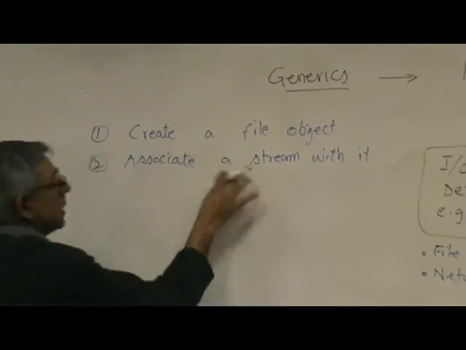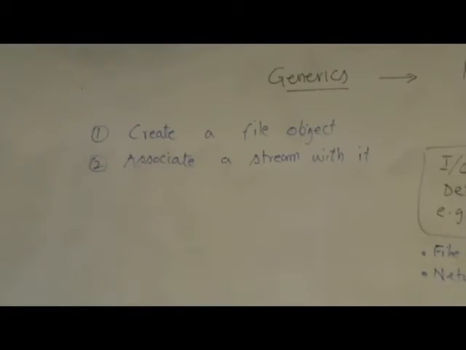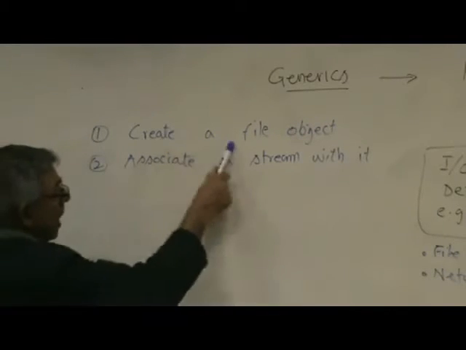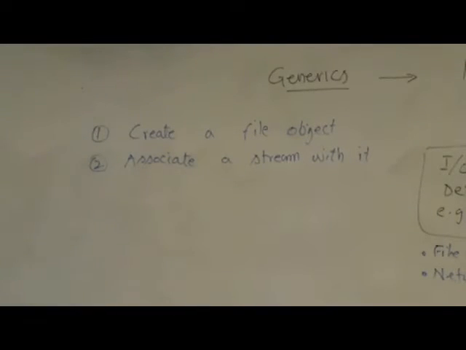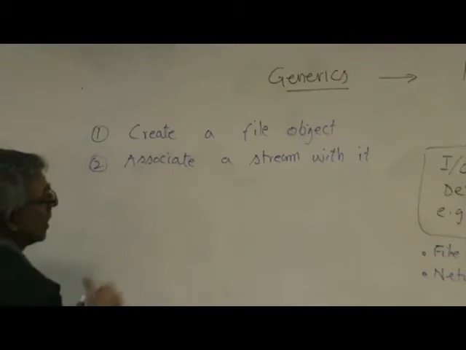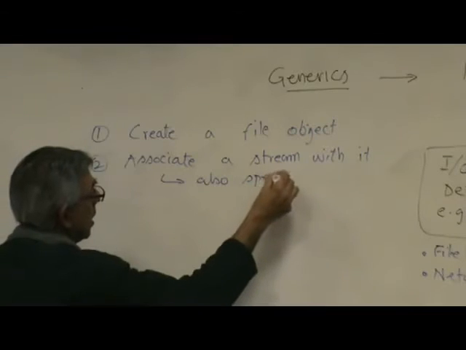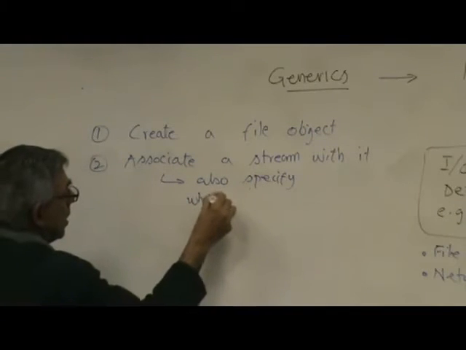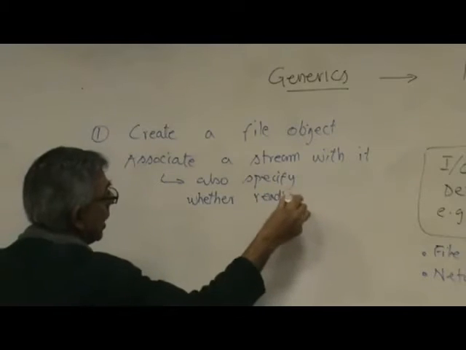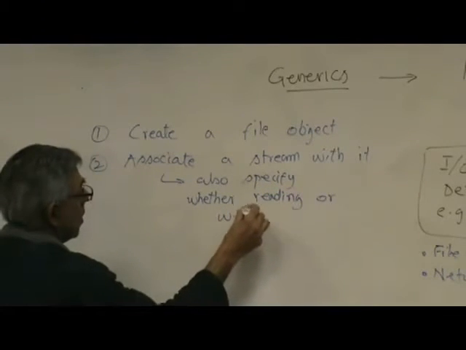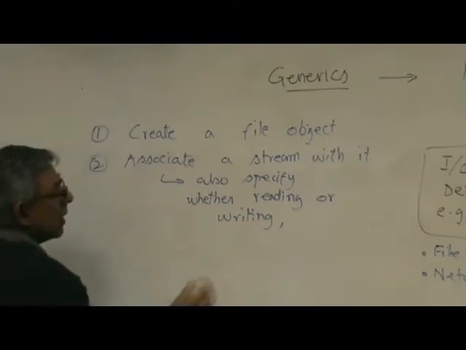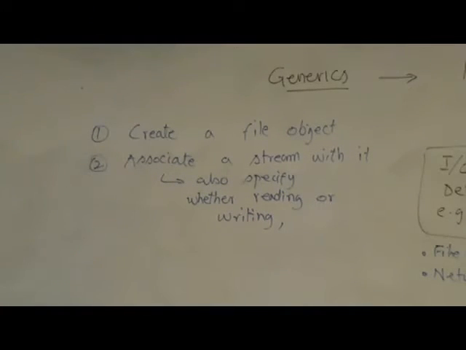So again, if it is a text type of file, you will associate a stream reader if you wanted to read from it. If it is a binary type of file, you'll just associate a plain stream with it, right? Okay, once we are associating a stream with it, we will also specify whether we are reading or writing, or whether the file should already exist if we are writing to it, for example.